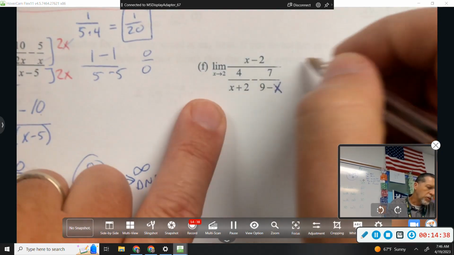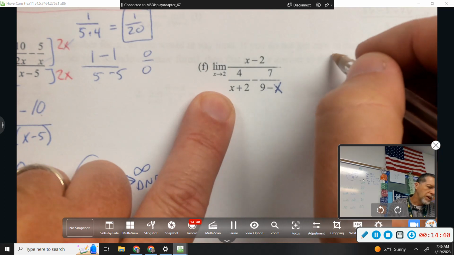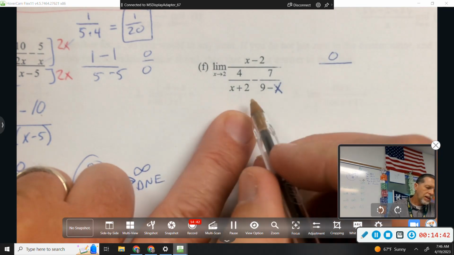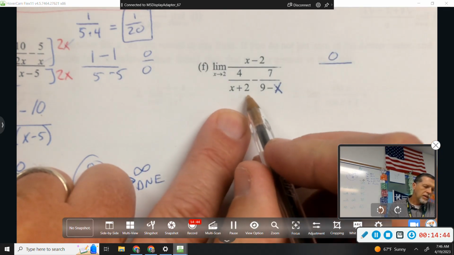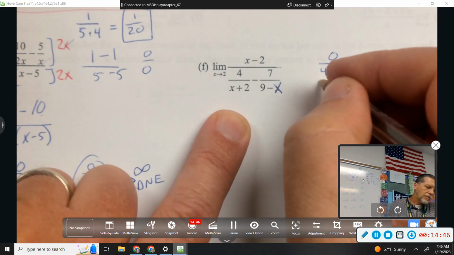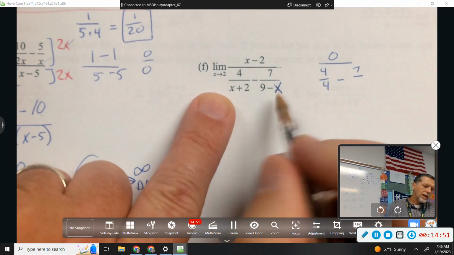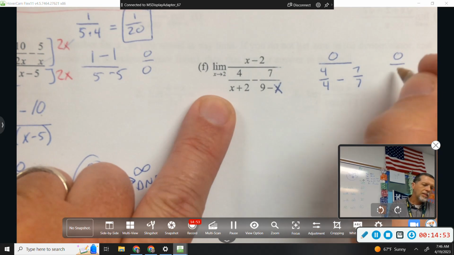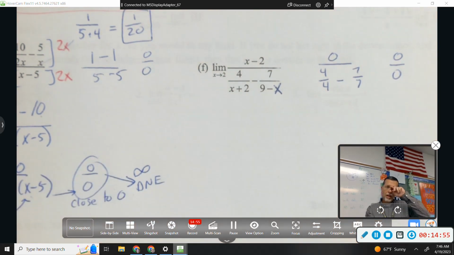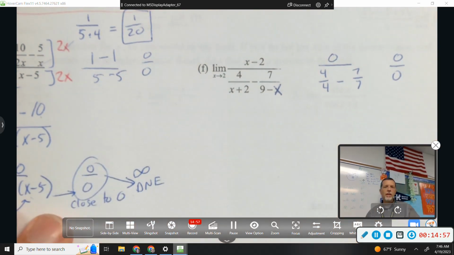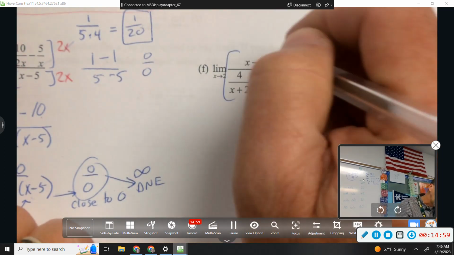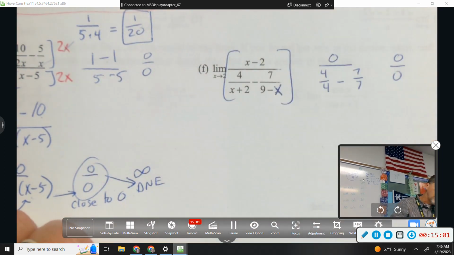So substitute 2, we get 0 in the top. That's easy. In the bottom, I get 4 over 4 minus 7 over 9 minus 2 is 7. Yeah, that's 0 over 0. So let's go about fixing this guy. Hope it's not as bad as that last one.